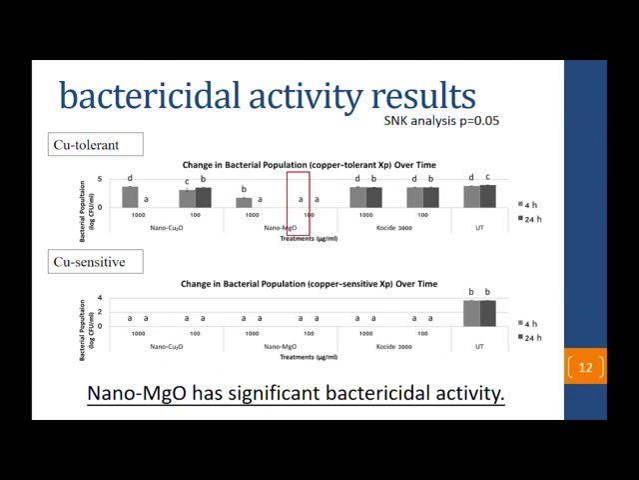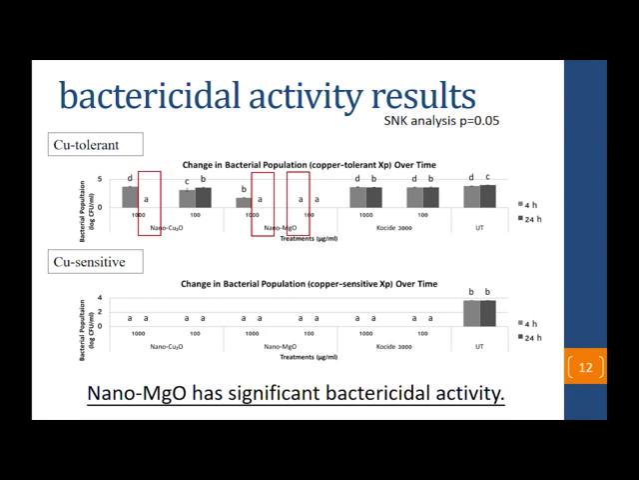We can see over here that after 4 hours, all the bacteria were killed by the 100 ppm magnesium oxide nanoparticles. And after 24 hours, all the bacteria were killed by the 1000 ppm copper oxide and magnesium oxide nanoparticles. So it shows they have bactericidal ability against the copper-tolerant strain of the pathogen, which CuSci 3000, the copper bactericide, doesn't have.